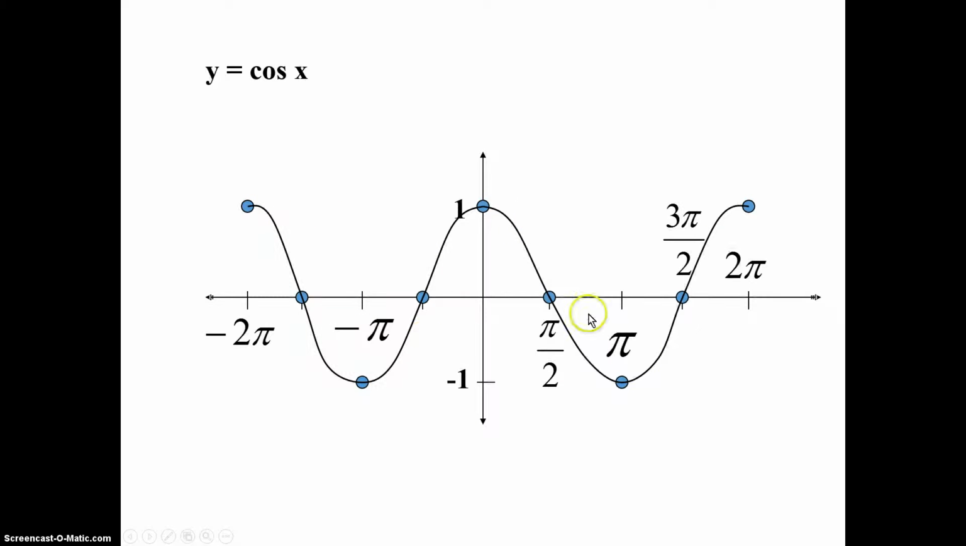But as you can see, we still have a wave. Now it looks a little bit different from the sine wave, because notice that when you're at the origin, the cosine wave actually starts up at 1. In comparison to the sine wave, it actually started at 0.